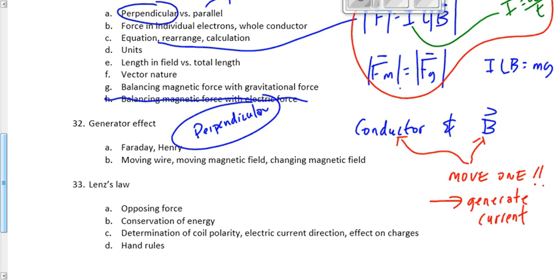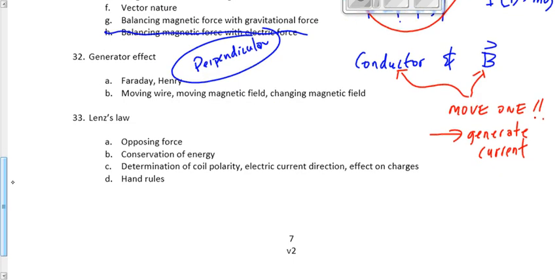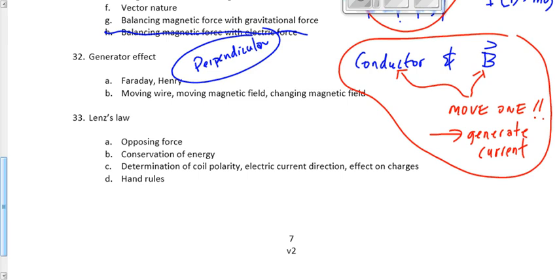But bottom line is, when you've got a wire and a conductor and a magnetic field, and you move one of them, you will generate a current. But that current generates a magnetic field. So you've got a magnetic field that's generating a current, but there's a current that's generating a magnetic field. Now you get two magnetic fields. There's the one that you started with, and there's the one that you just made.